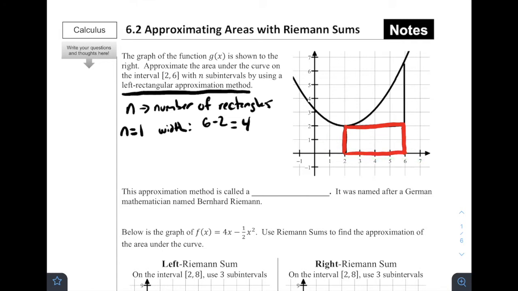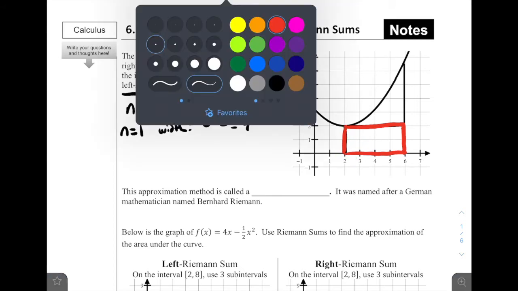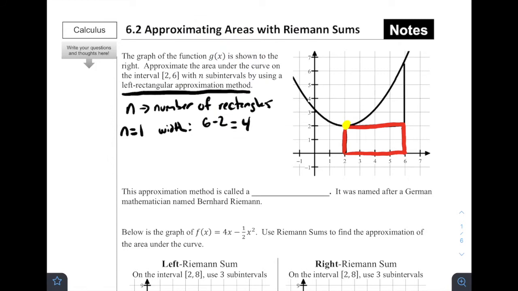We would have just one rectangle here. Now, why is this called the left rectangular approximation method? Notice for my rectangle that the left side of my rectangle, specifically right here, is the part that's touching the curve. The right side of my rectangle is not touching the curve at all. In this case, it's significantly below it. Now again, what are we trying to do? We're trying to estimate the area under the curve for this function. So in this case, this rectangle is a terrible estimate of it. There's all this area up here that's missing between the curve and the x-axis.